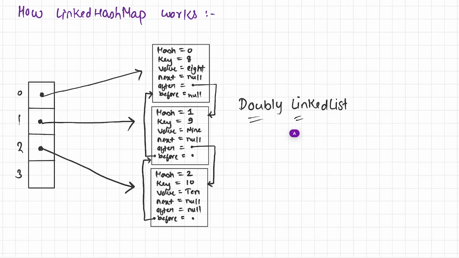Okay, so you can see here that you inserted the object 8 first in the LinkedHashMap, then you inserted object 9, and then you inserted object 10. And when you try to iterate over all the entries in the LinkedHashMap, you will get all the entries in the same order you have inserted. So to maintain the insertion order, a doubly linked list is used inside of LinkedHashMap.